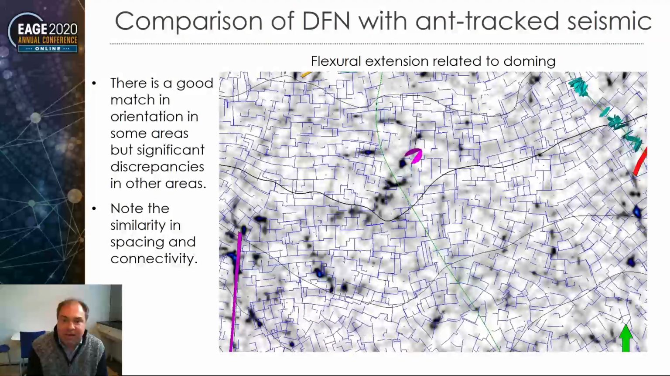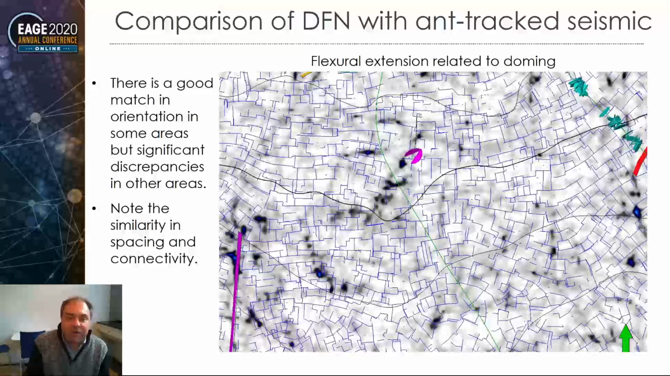We can also compare the fractures formed by the model with what we see on the AntTrack seismic data. Here we see a bit more ambiguous results. So in some areas we see quite a good match both in orientation and in the spacing and the density of some of the lineations that we see on the seismic data, and the density distribution and spacing of the fractures in the fracture network. However, in other areas the correlation is not so good.